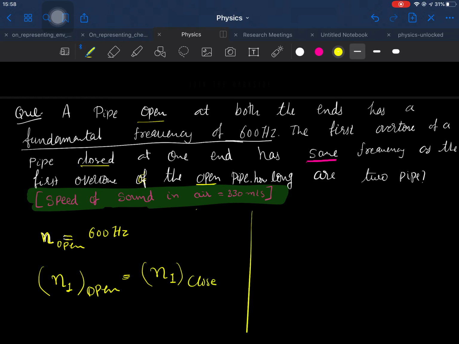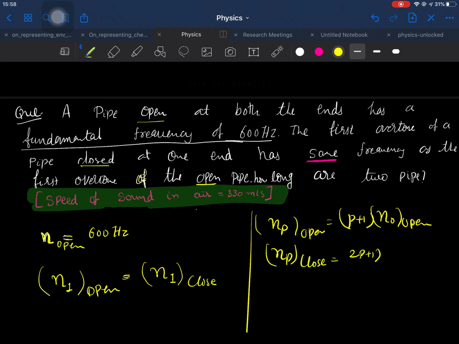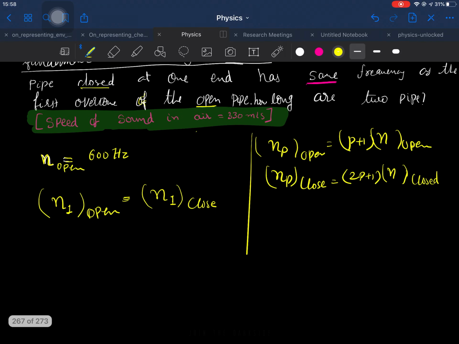Basically, you should remember what n_p is for open: it is p plus 1 times the fundamental frequency of open. Then what is n_p of closed? It is 2p plus 1 times the fundamental. Remember even and odd and taking all the values. So it's that concept. Now you have to find how long the two pipes are.